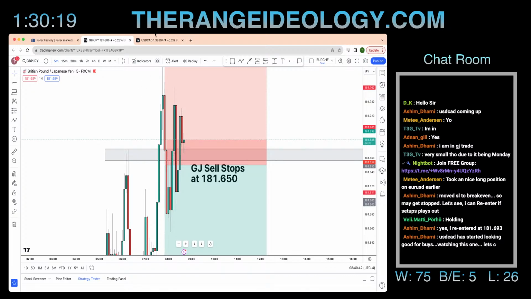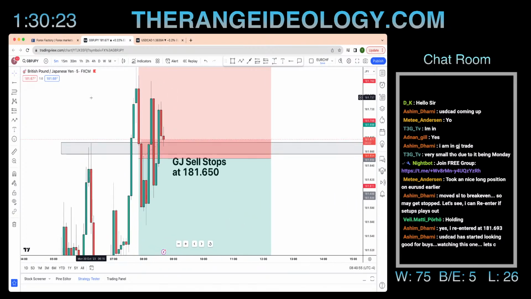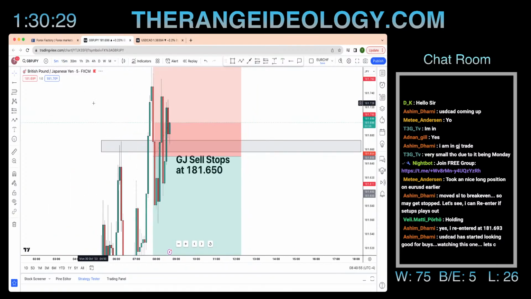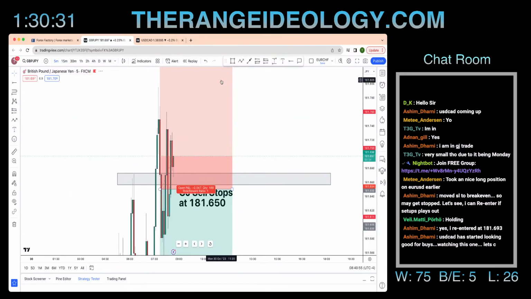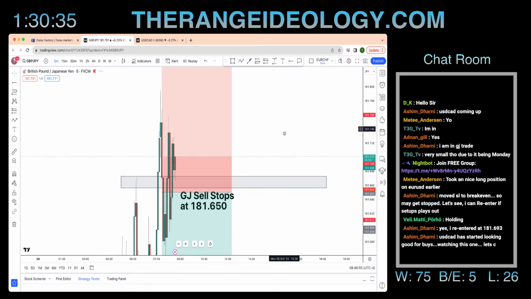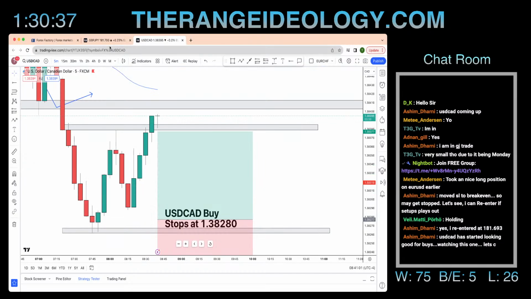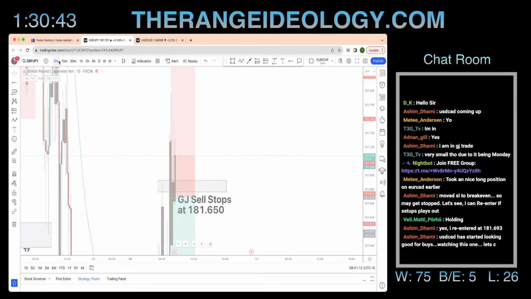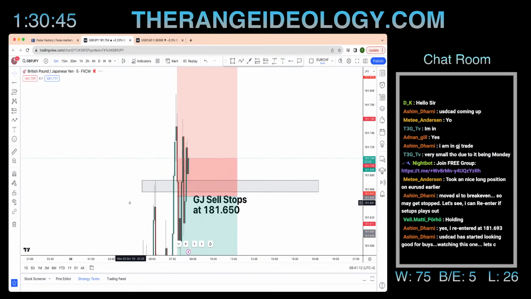Alrighty, guys. GJ continues to play these games here. Look at this. We got 15-minute candle coming up in less than 4 minutes. Looking at GJ here. Just gonna have to wait for the 4 minutes here, guys. Let's see what happens with GJ.